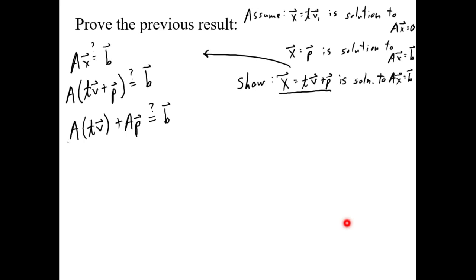Now, let's take a look at this for a second. Didn't we say that t times v was a solution to Ax = 0? In other words, if I take tv and multiply it by A, the result is going to be the 0 vector. Further, I assumed that p was a solution to this equation. In other words, if I plug in p for x, if I do A times p, the result is going to be b.